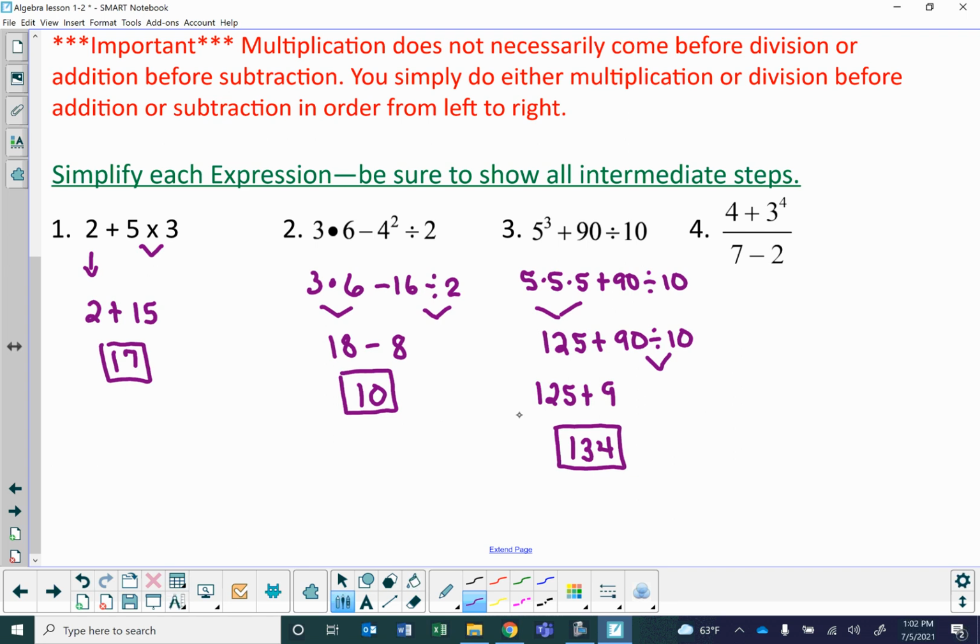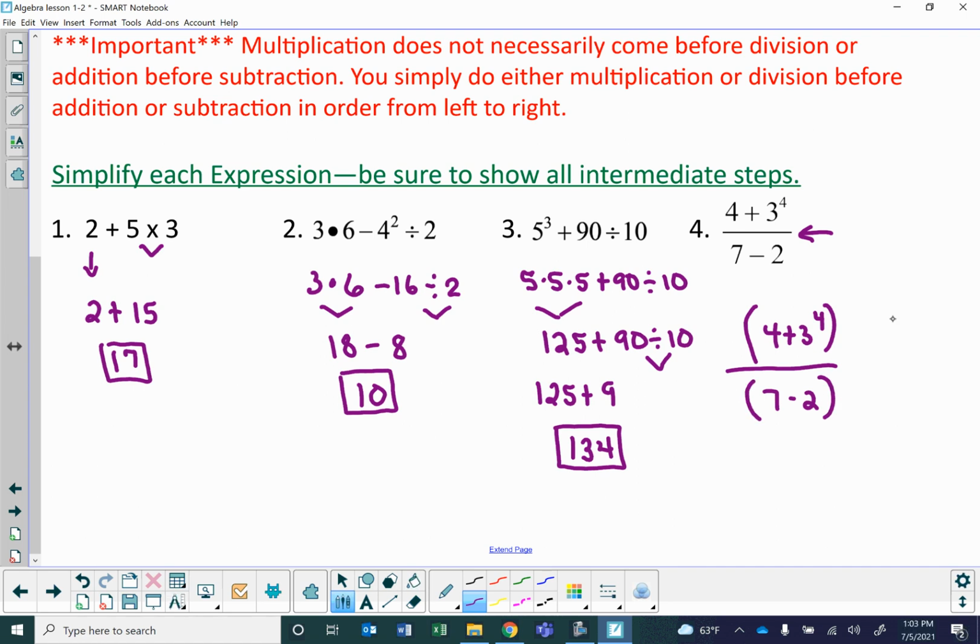Now, if you look at number 4, you might say, well, there's no grouping symbols on number 4, but there actually is. This division bar acts as a grouping symbol, which means I need to do the entire top first, the entire bottom second, and then I need to divide them. Okay? This grouping symbol means basically do 4 plus 3 to the 4th, and then do 7 minus 2, and then divide them.